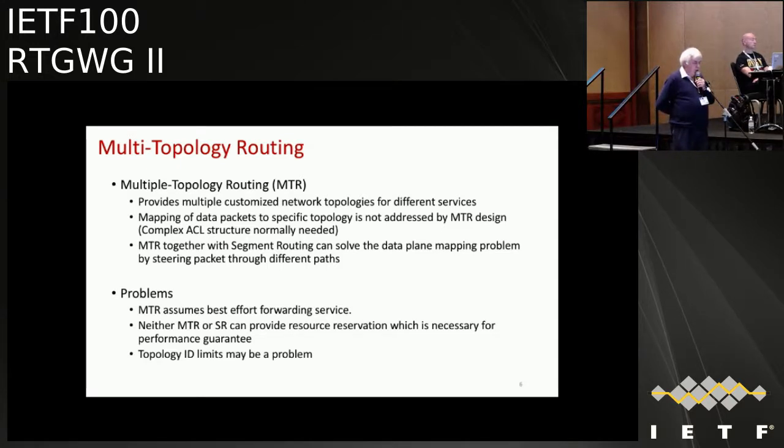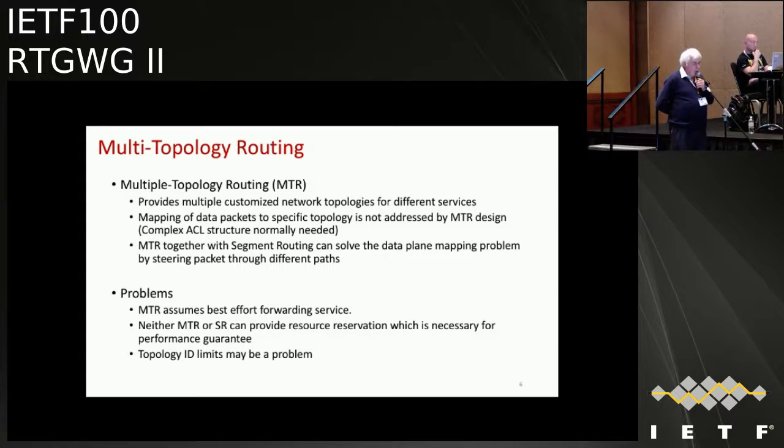We need to look at what technologies we've got in the cupboard that we might use. One of the ones we looked at was simple multi-topology routing. That provides customized network topologies for different services. Rather, the mapping of data packets to specific topologies is not addressed per se by the MTR design. So we need to use ACLs to do it, which we fear is too complex, and they will scale badly as well. But MTR together with segment routing looks like a very good candidate for our solution.